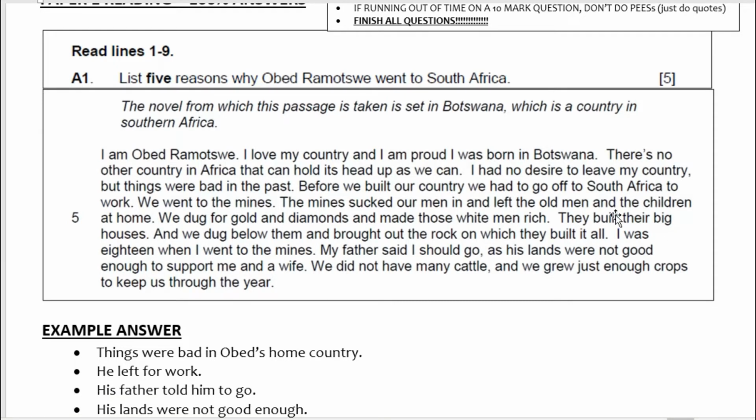Okay, really simply, you read the first part of the extract and it says list 5 reasons why Obed went to South Africa. So I'm not going to go through the actual specifics of the exam paper. I'm just going to tell you how to answer each one, and if you want to, you can pause the video. So you read these lines, list 5 reasons why.